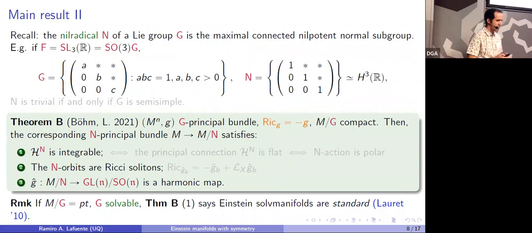So maybe if you're familiar with the theory of Einstein solvmanifolds, if you restrict to the homogeneous case and you suppose that G is in addition solvable, then the first item is equivalent to the fact that Einstein solvmanifolds are standard. Okay, this was a celebrated result by Lauret, published in the Annals. So in the homogeneous solvable case, this is what item 1 means. Right? But of course, we are interested in the non-transitive case. All right. Any questions about the statement, Theorem 2?